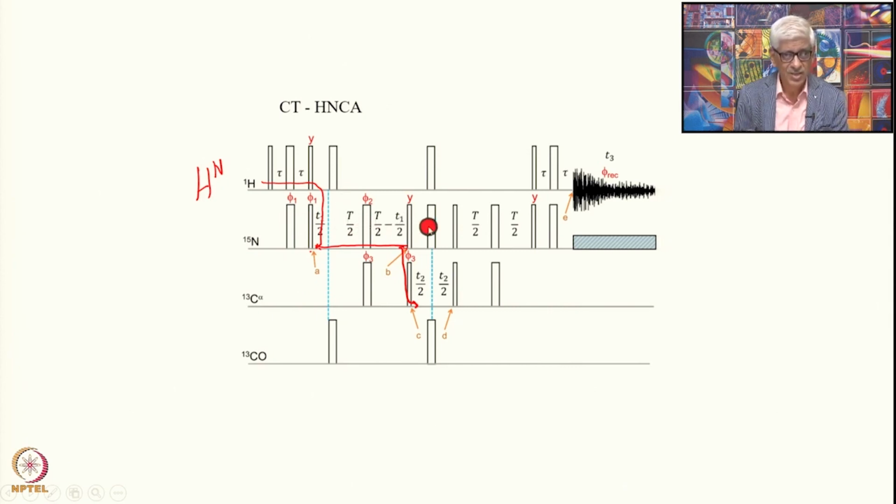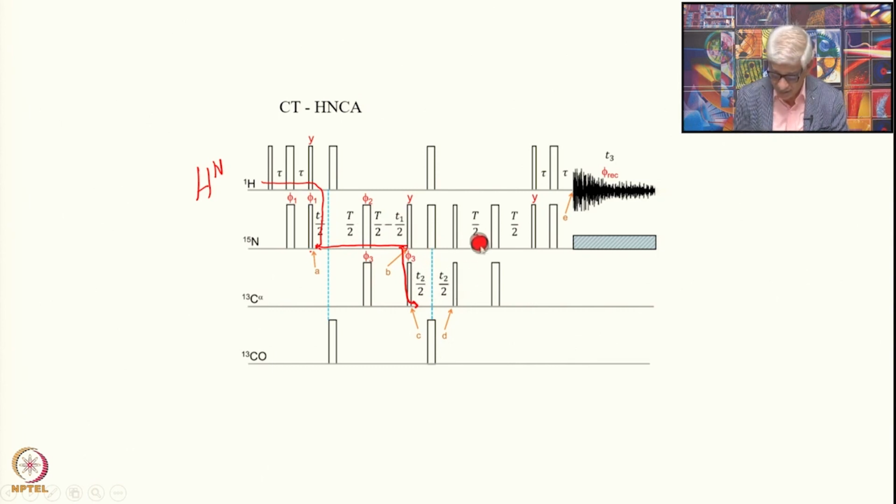And now from the nitrogen it is transferred to the C alpha, and then I have here T2 by 2, T2 by 2, and this is T2. So the total is T2. This is again an incrementable time period, and therefore what is the chemical shift labeling here? If there is an incrementable time period, it means there is chemical shift labeling, that frequency is getting labeled with a particular evolution. During that evolution, that particular frequency is getting labeled. Therefore during the T2 period I have this C alpha getting labeled. In the T1 period N15 is getting labeled, and during the T2 period C alpha is getting labeled.